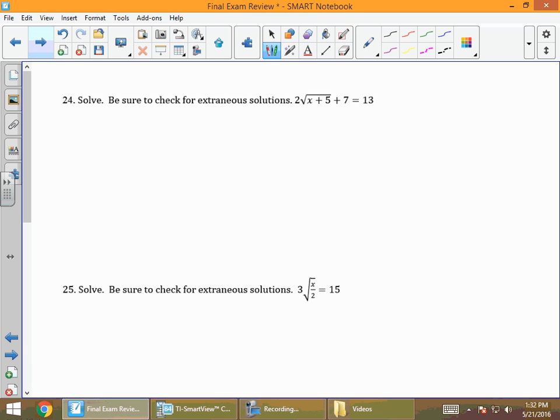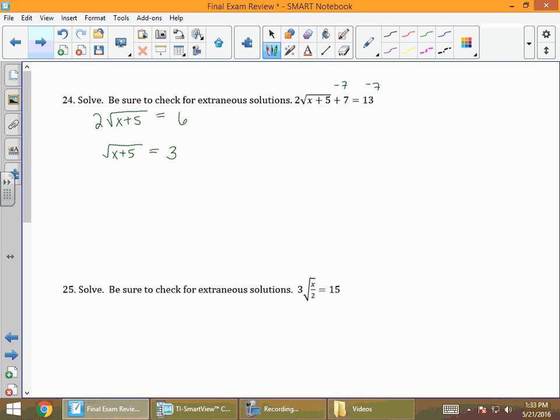Number 24 says to solve using some square roots. Be sure that we check for extraneous solutions. So when I want to solve a radical problem, anything with a radical in it, I first want to get the radical by itself. So I'm going to first subtract 7 on both sides. So 2 radical x plus 5 equals 13 minus 7 is 6. Now I'll divide both sides by 2. So divide the 6 by 2, I get 3.